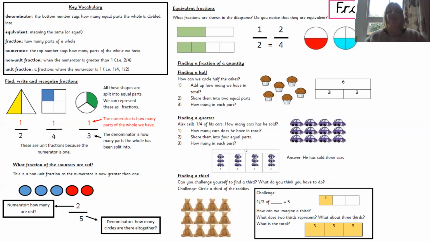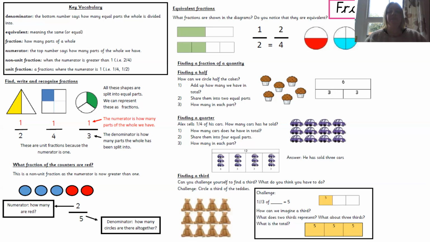Finding a fraction of a quantity. Finding a half. How could we circle half of the cakes? We could add up how many we have in total. Then we could share them into equal parts. How many are in each group? Can you write the fraction of cakes in each group for me? Half of 6 is 3.